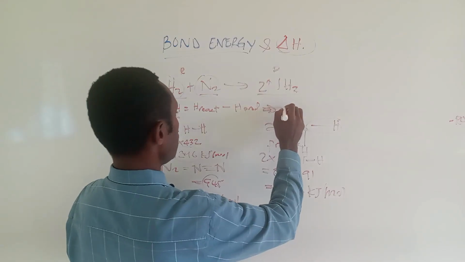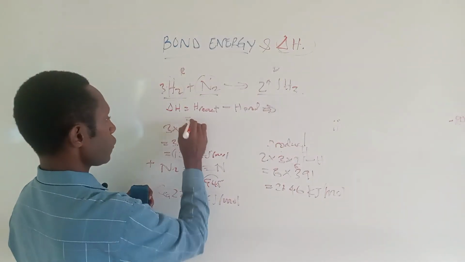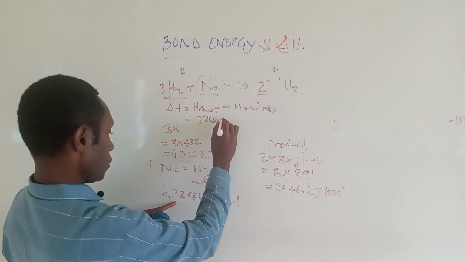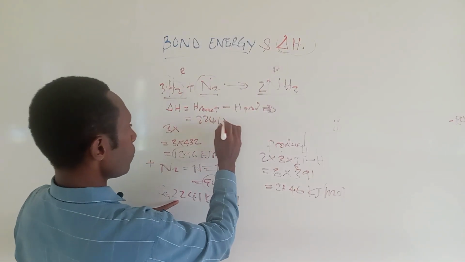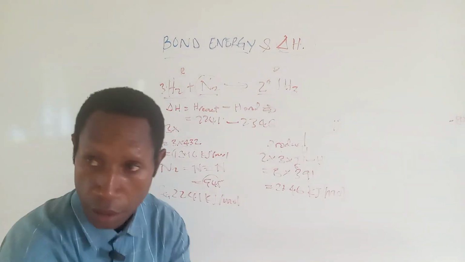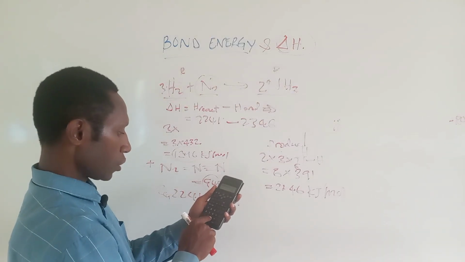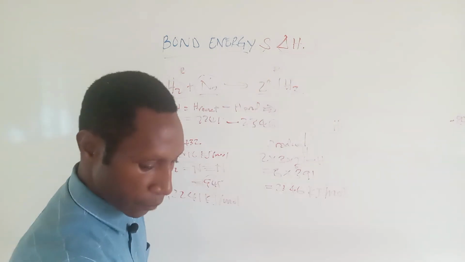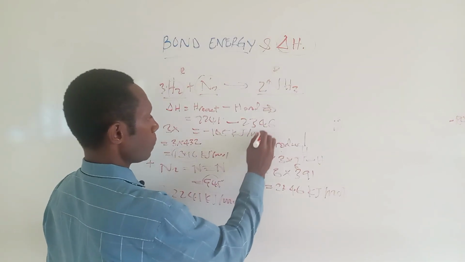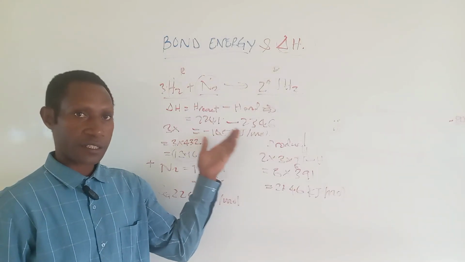So we have, let me write over here, equals reactant 2241 minus 2346. Okay, so 2241 minus 2346. We get minus 105 kilojoules per mole. Okay, again, enthalpy is negative, so the reaction is exothermic.